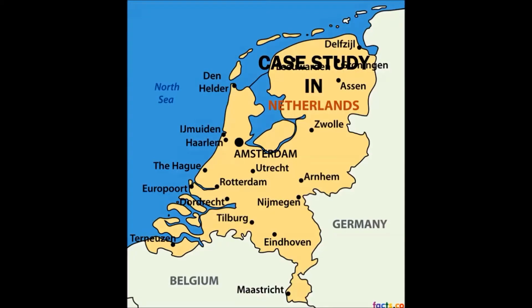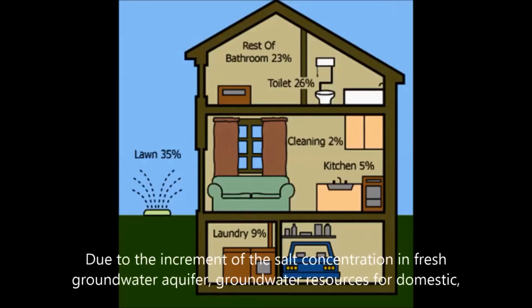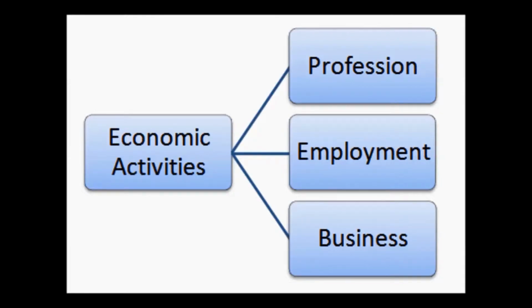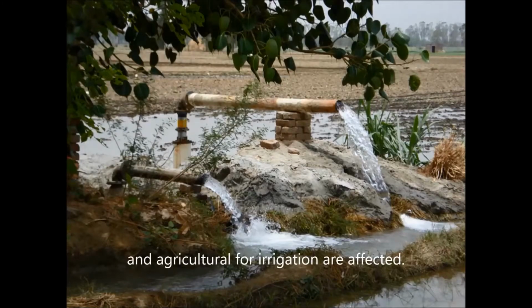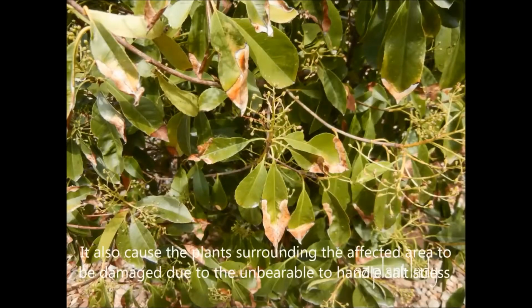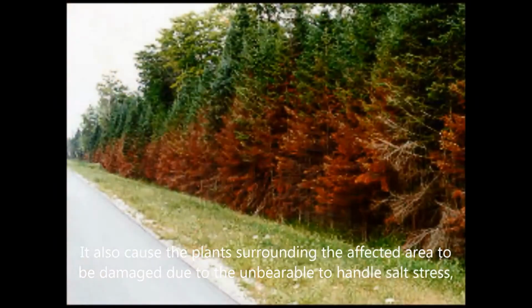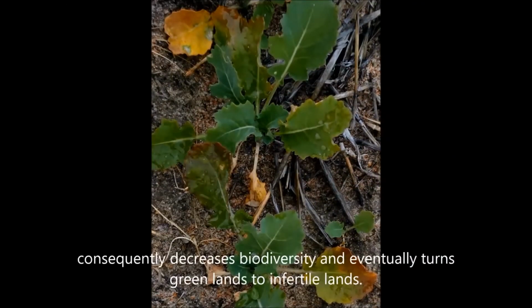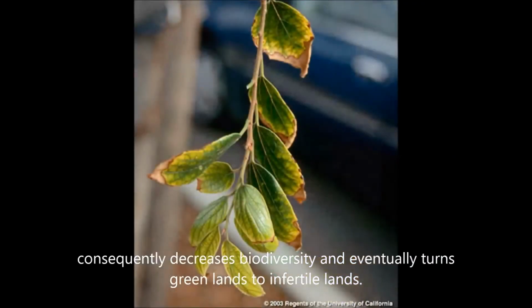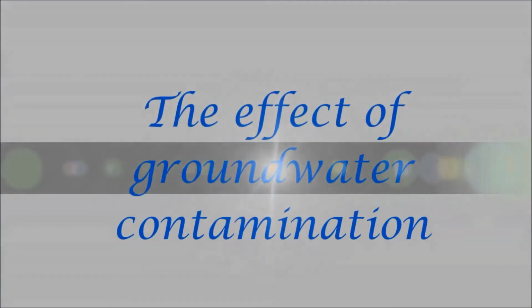Next is the case study in China and the Netherlands. Due to the increment of salt concentration in fresh groundwater aquifers, groundwater resources for domestic and economic activities, and agriculture for irrigation, are affected. It also caused the plants surrounding the affected area to be damaged, as they are unable to handle salt stress, consequently decreasing biodiversity and eventually turning green lands to infertile lands. The effect of groundwater contamination.